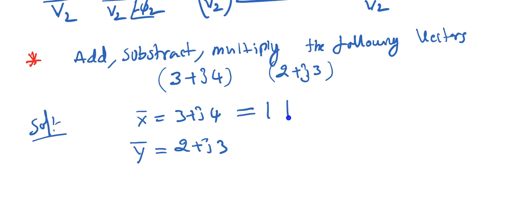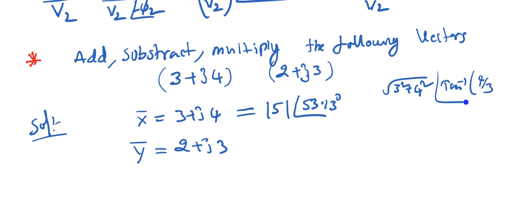So I need the magnitude. Magnitude is nothing but 5, because under root of 3 square plus 4 square gives this. And the angle is tan inverse of 4 by 3. If you do this, you are going to get the angle as 53.13 degrees. So this is what I am doing to convert into polar form.